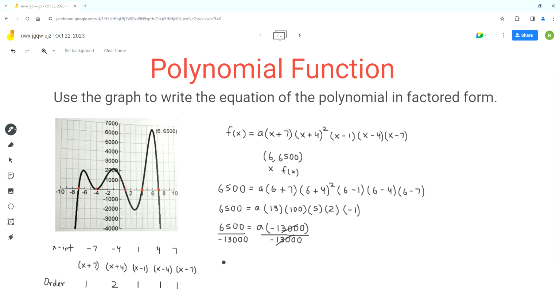So we are left with 6,500 over negative 13,000 equals a. And we can reduce this fraction to negative 1 over 2 because the denominator is negative. So the final value for a is negative 1 over 2.